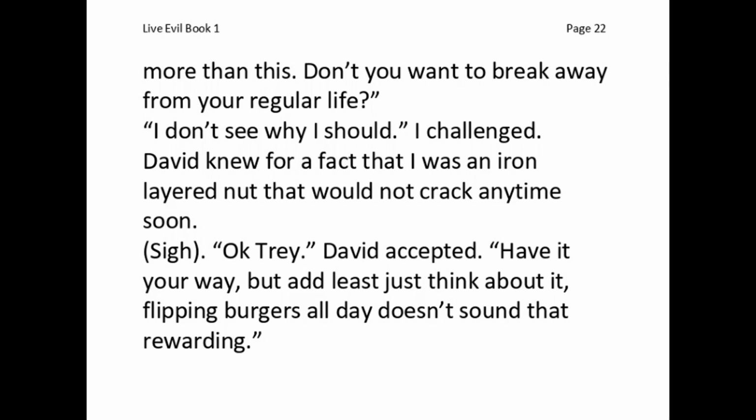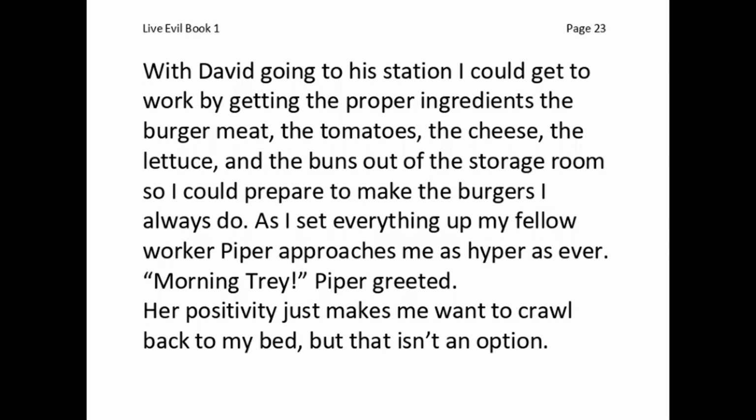David knew for a fact that I was an iron-layered nut that would not crack anytime soon. Sigh. "Okay, Trey," David accepted. "Have it your way, but at least just think about it. Flipping burgers all day doesn't sound that rewarding." With David going to his station, I could get to work by getting the proper ingredients: the burger meat, the tomatoes, the cheese, the lettuce, and the buns out of the storage room, so I could prepare to make the burgers I always do.